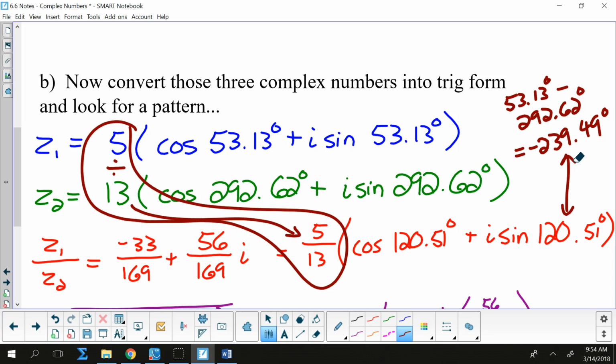Yes, sir? Is it always going to be like the opposite of... If your second angle is bigger, yeah. If 292 would have been the first number, if that would have been on top, if we would have gone z sub 2 divided by z sub 1, then we would have gotten 239.49 degrees. Yep.